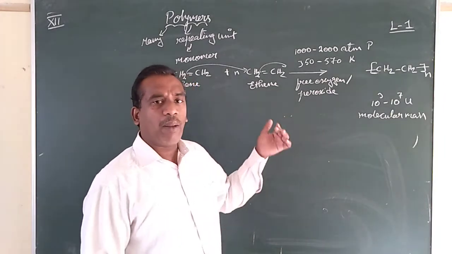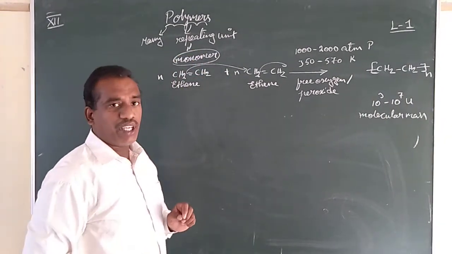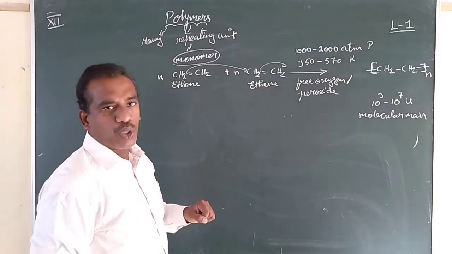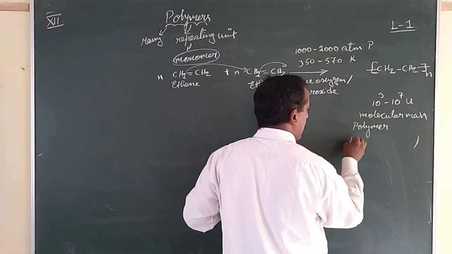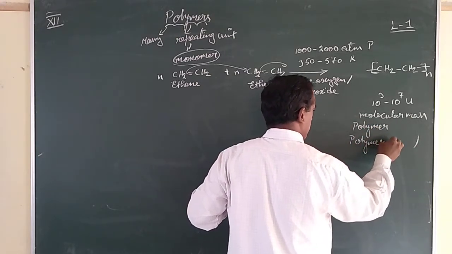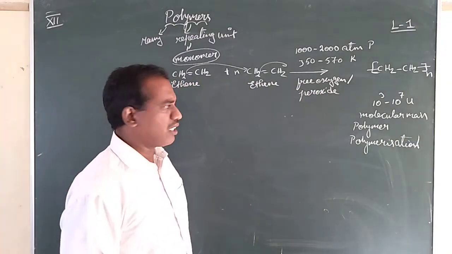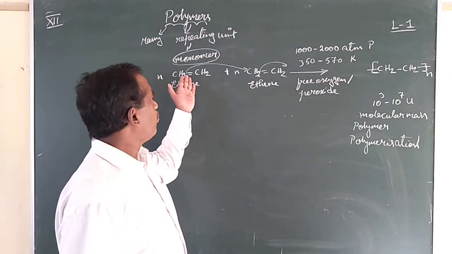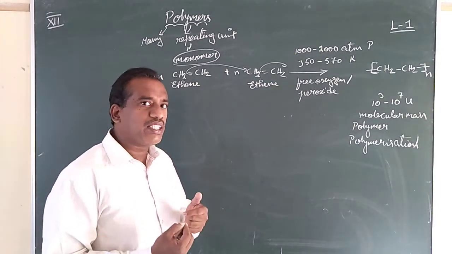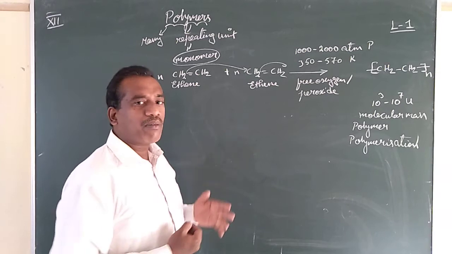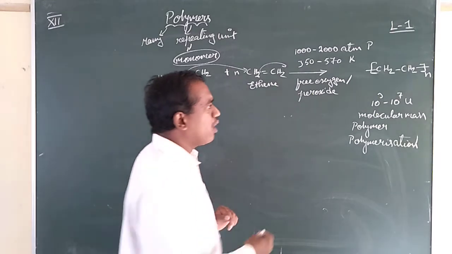This process of combining many monomers to give a polymer, we call polymerization. What is the process called, children? The process is called polymerization. See here, only the pi bond electrons were donated to the next carbon. So what type of bonding is observed between carbon and carbon? Don't forget, the bonding is only covalent bonding.